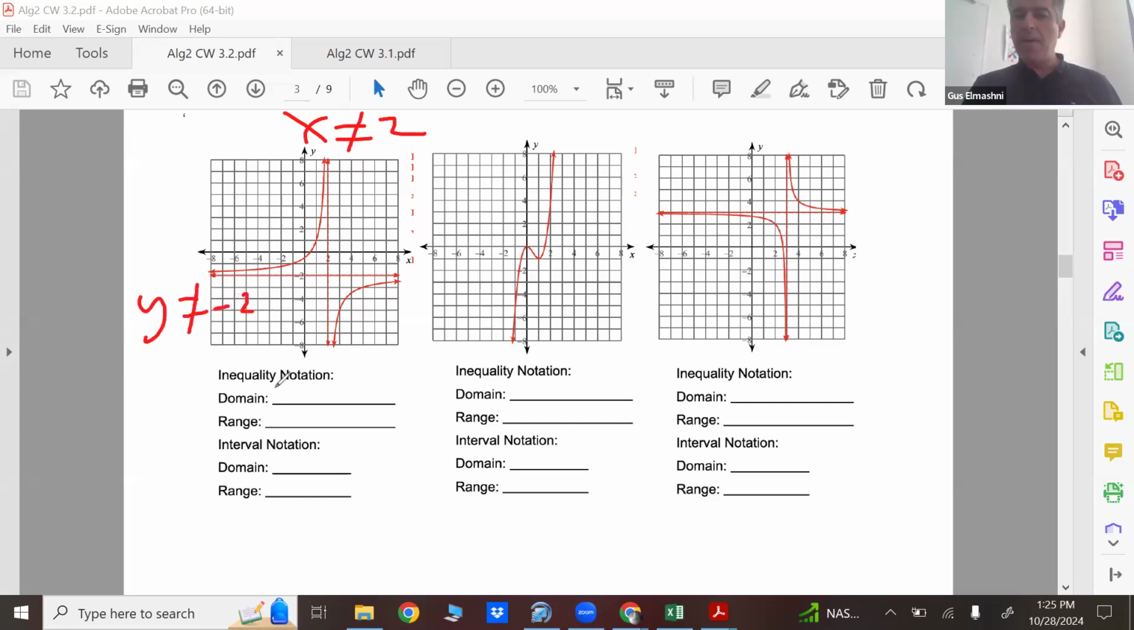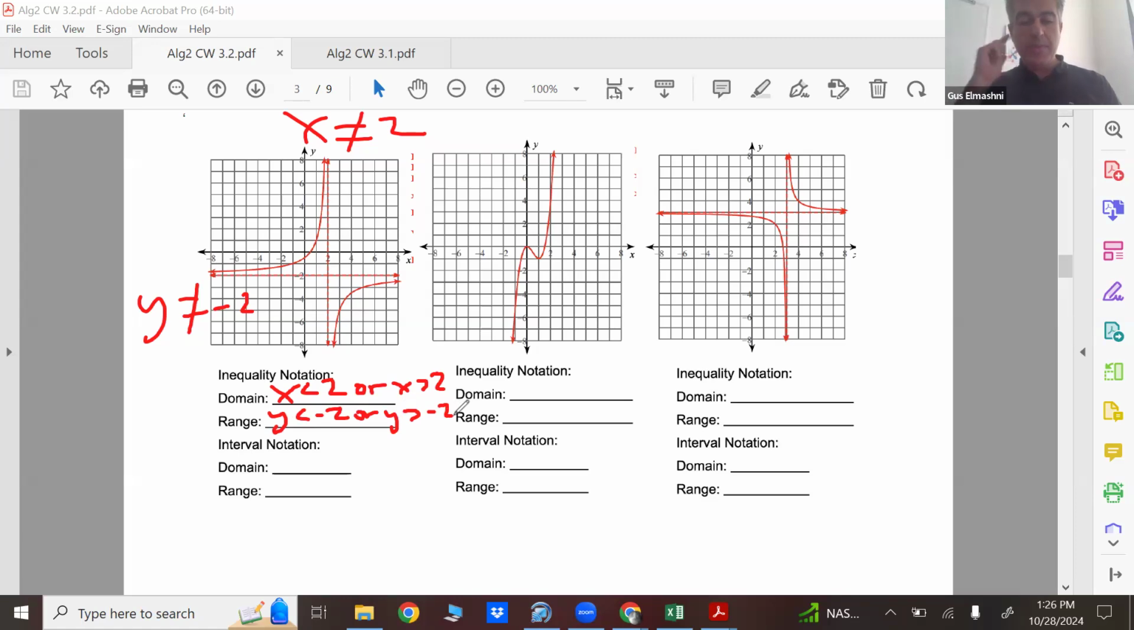So it's kind of hard how you're going to write an inequality notation, but I would say if you do this, X is less than 2, or X is greater than 2. Because that shows that you're not including 2. The range, you would say Y is less than negative 2, or Y is greater than 2. Because again, it shows you're not including negative 2.